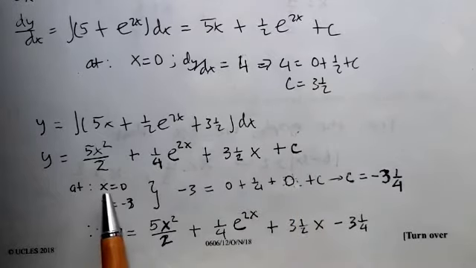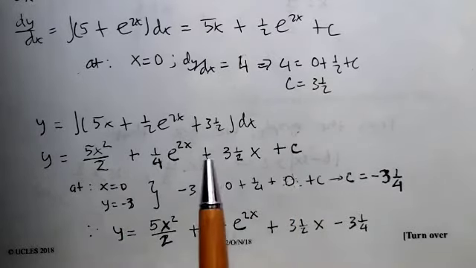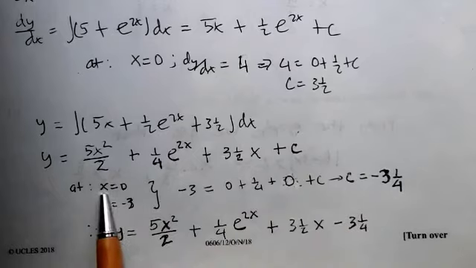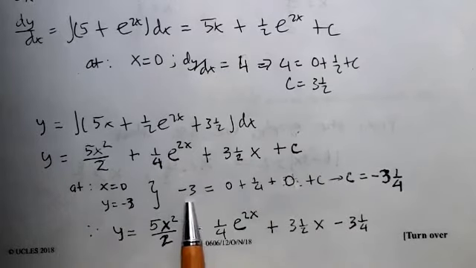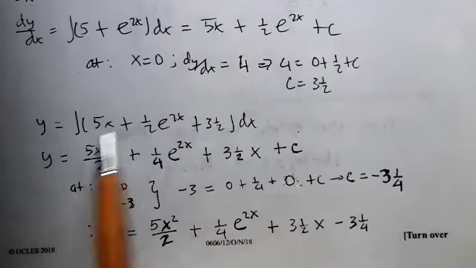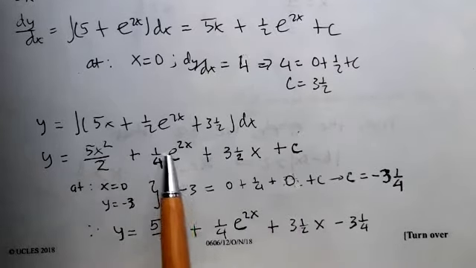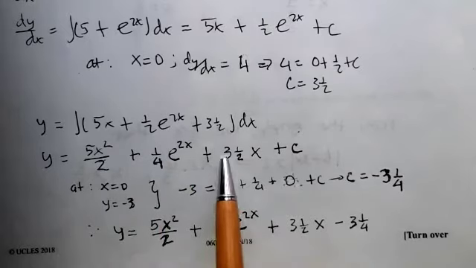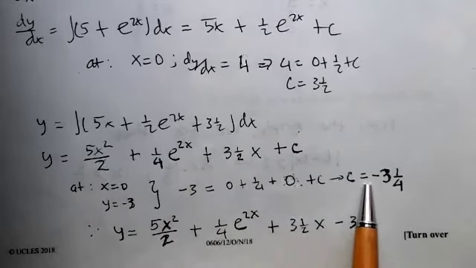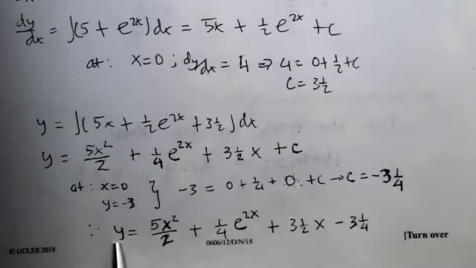Now the point (0, minus 3) lies on the curve, thus at x 0 and y minus 3, substitute in this equation. Thus minus 3 equals 0 plus e power 0, which is 1, times 1 over 4, plus 0 plus c, thus c is minus 3 1 over 4. Thus the equation of the curve is y equals 5x squared per 2 plus 1 over 4 e power 2x plus 3 and a half x minus 3 1 over 4.